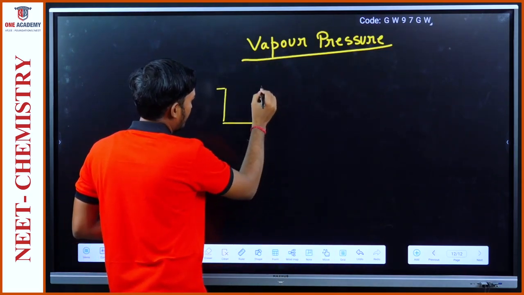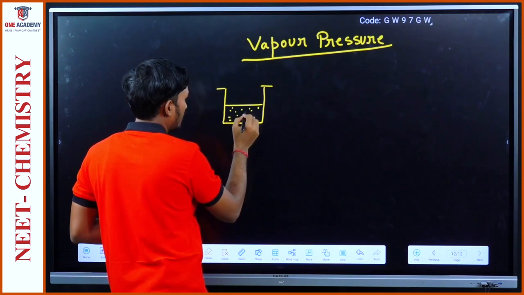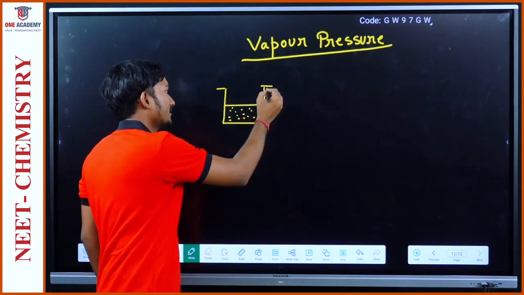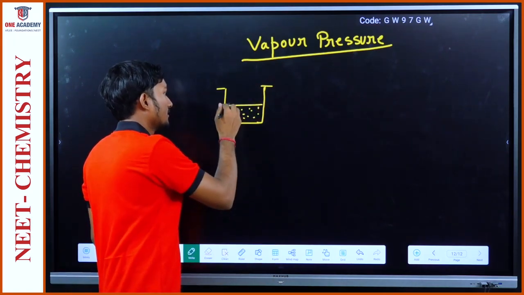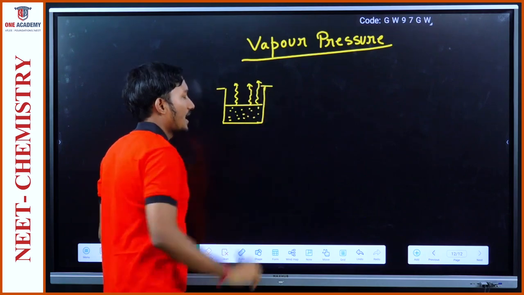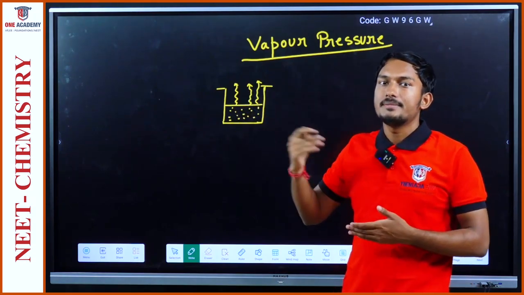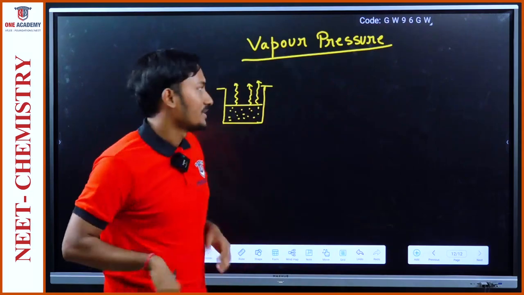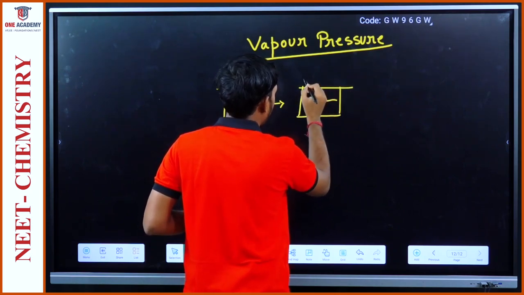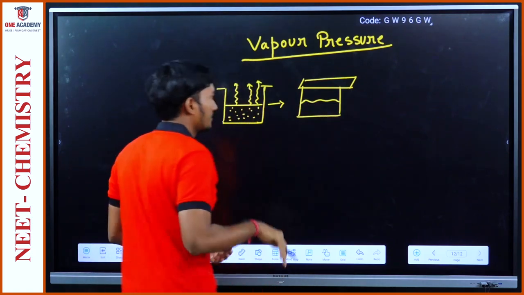Suppose I have a beaker over here and I have kept some solvent or some liquid in it. What will happen if I leave it? The molecules will start to evaporate, and eventually after some time, days or months, the liquid will be completely evaporated. I will get nothing in the beaker. That is not my interest. My interest is when I take this beaker and close the lid, that means with a plate or something.